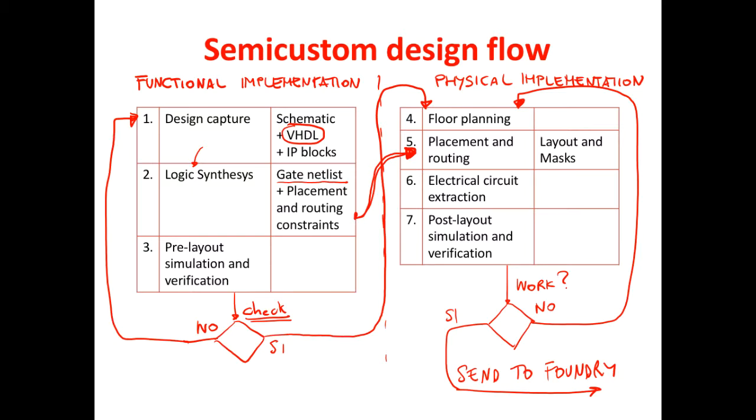Of course, if the check answer is no, we have to repeat this cycle again, because something has gone wrong. Probably the logic synthesis has not worked as we wanted, and we need to understand why, and so on. If the check works, then we can just go to the physical implementation. So we need to pass from the gate netlist to the physical layout of the chip.